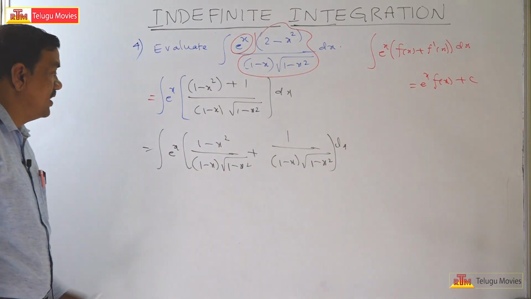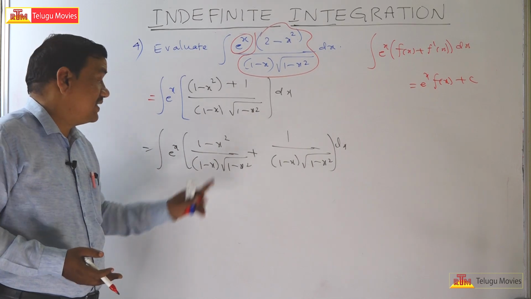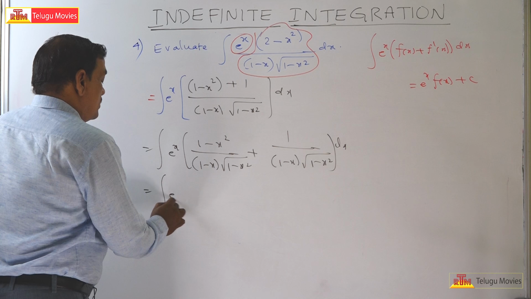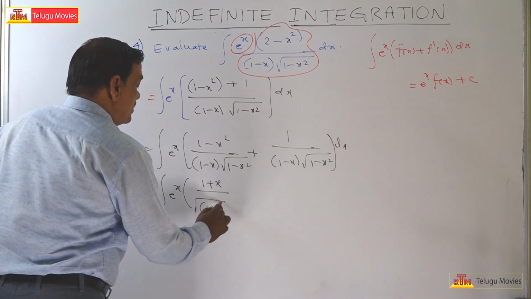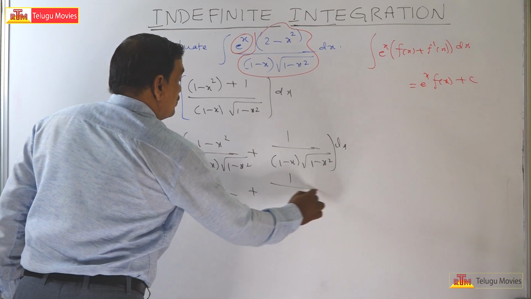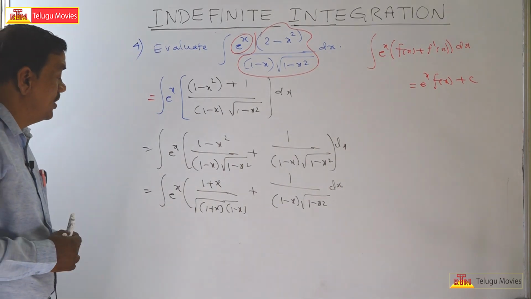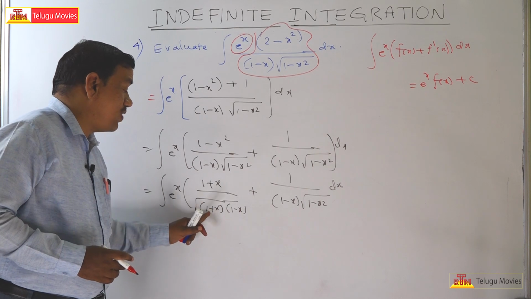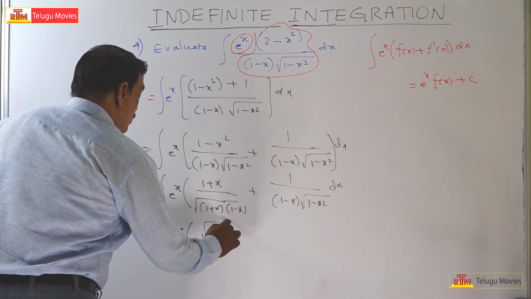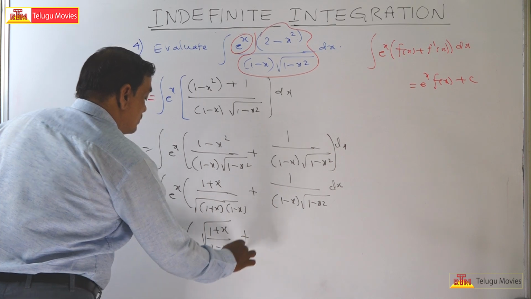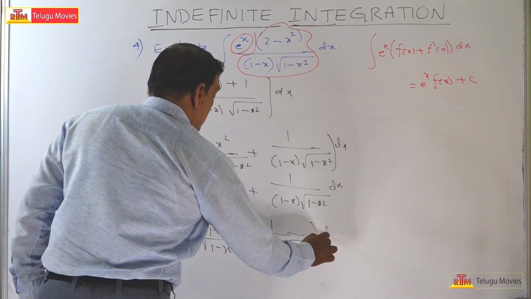Okay, right, nice. Here 1 minus x square, a square minus b square, a plus b into a minus b, is 1 minus x into 1 plus x; 1 minus x, 1 minus x gets cancelled. So, e power x into (1 plus x) by root of 1 minus x square, can I write it as (1 plus x) into (1 minus x) plus, don't change anything, 1 by (1 minus x) into root of (1 minus x square) dx. Okay, now, right, happy. See here, 1 plus x by root of 1 minus x square, I can write it as root of (1 plus x) by (1 minus x). So, e power x is equal to root of (1 plus x) by (1 minus x) plus 1 upon (1 minus x) into root of (1 minus x square) dx.